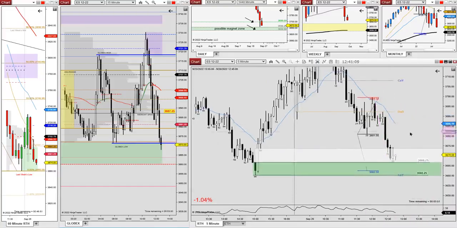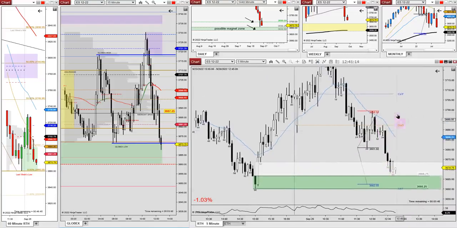I constantly measure how much the bulls and the bears move the market to see who has the upper hand. So hopefully that helps you.